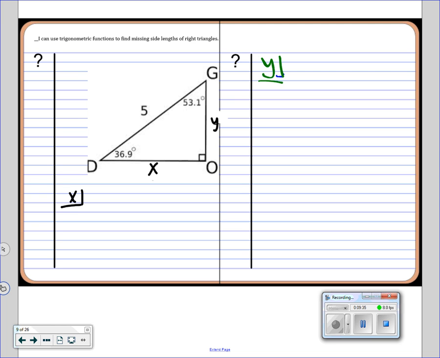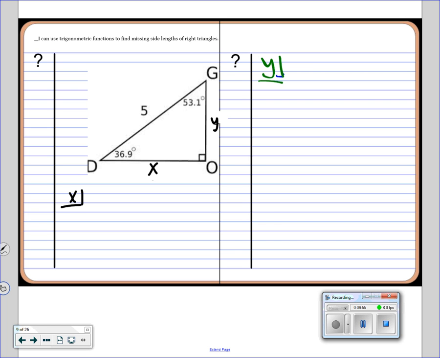All right, let's take a few moments and use those trig functions to help us find the sides of a triangle, and in just a few minutes we'll use it to find an angle. Okay, so in this right triangle, we have the 36.9 and 53.1 angles there in the acute. So I want to find x.